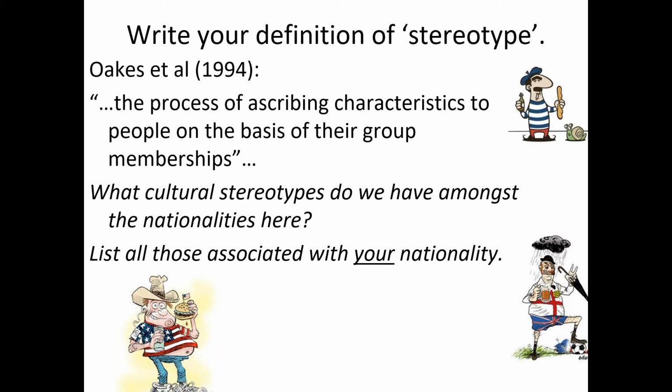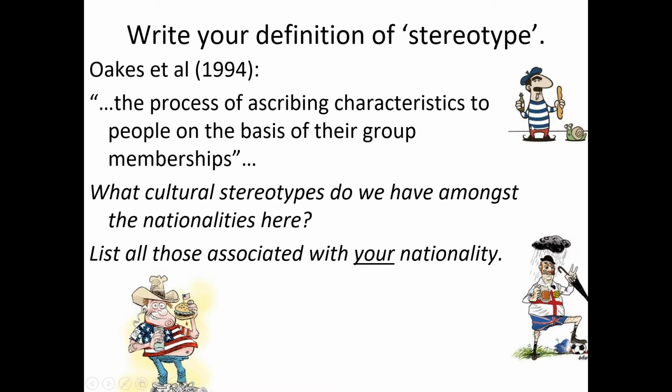If you are in an international classroom, or perhaps you know lots of people from different nationalities, or you have a sense of other nationalities in terms of their group categorization, how do we stereotype people according to their culture or their nationality? Let's have a think about that.